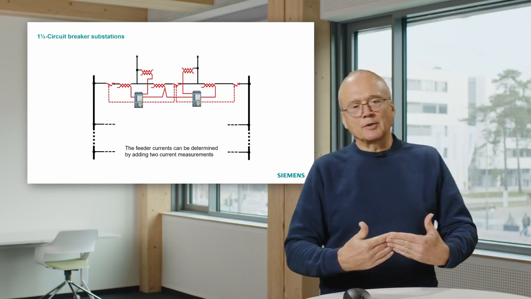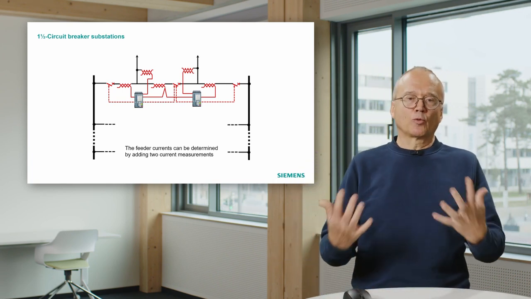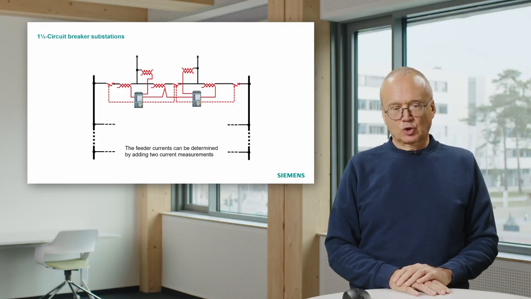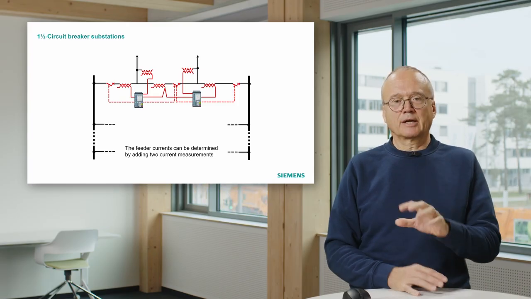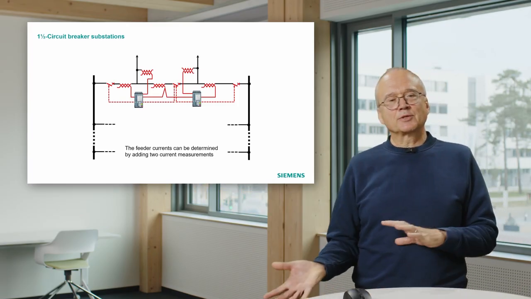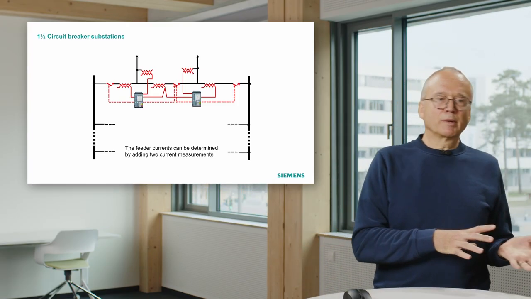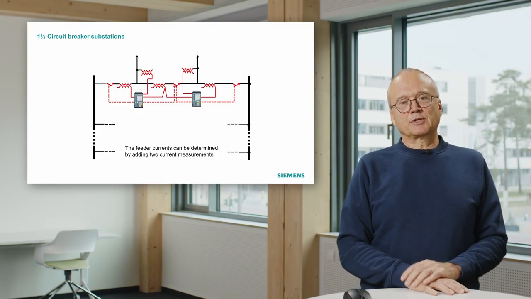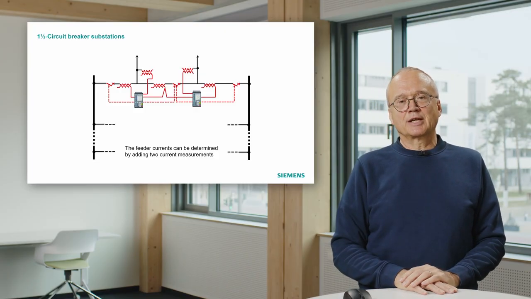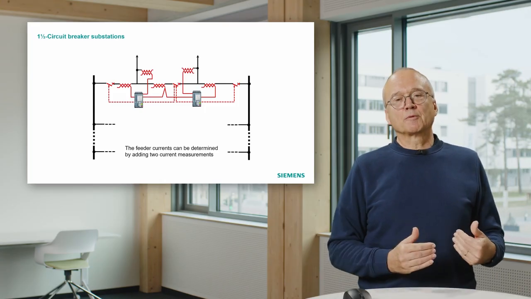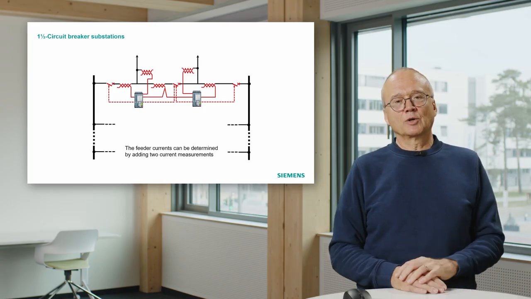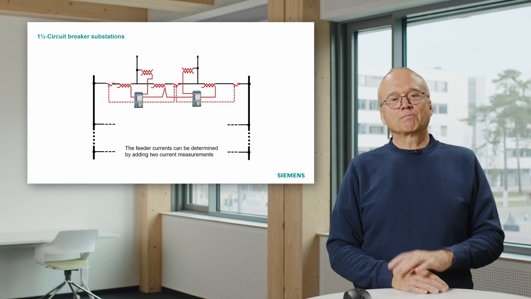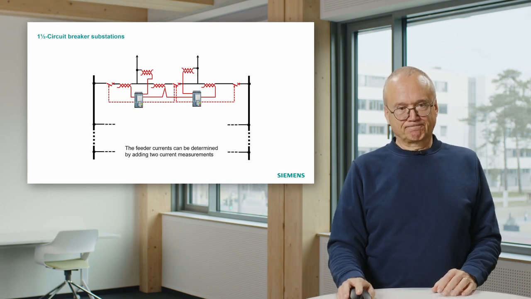But the rest behind that, the protection principle, the way to identify short circuits, is the same as in the previous drawing. This is called breaker and a half substation. And the decision whether we build single line or double busbar substations or such a substation comes from the primary system, from the high voltage system. The protection people have to adapt to that.